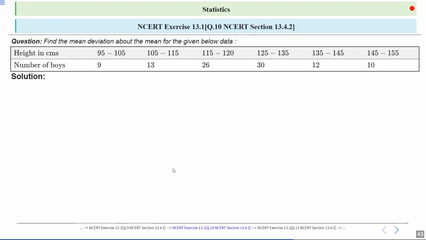So the question asks us to find the mean deviation about the mean for a set of height data. So notice the table, it shows height intervals in centimeters and the number of boys in each interval. So we will use this data to calculate the mean deviation step by step.